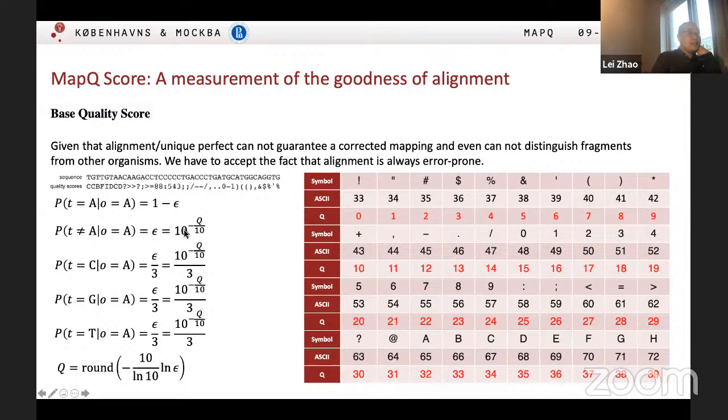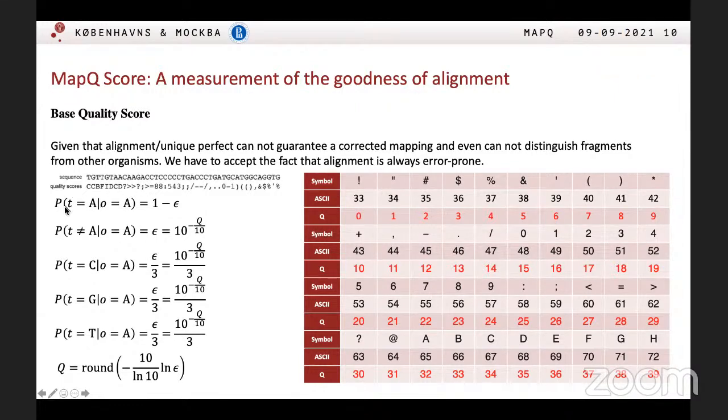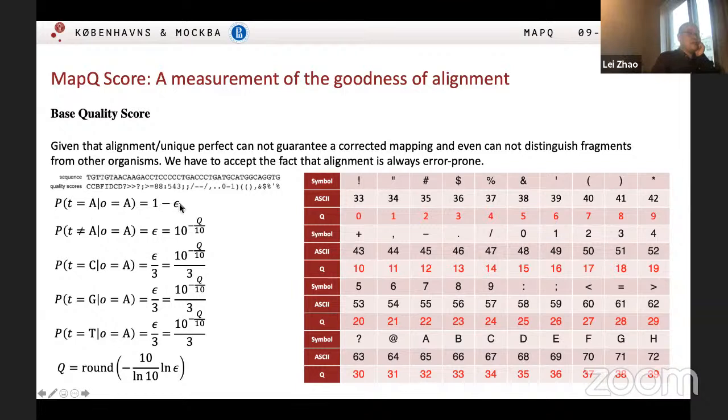Q here defines epsilon as 10 to the power of minus Q over 10, which is the probability that, if you observe a base in the short read as A, the base is not actually from a true A. And 1 minus epsilon is the probability that, if you observe A, the true base is also A. So from Q, you can calculate the error, and also from the error you can calculate Q. But remember Q is always an integer, so when you calculate this value, you always need to round it.